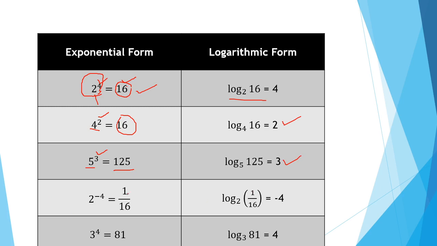Logarithm of 1 by 16 to the base 2 gives minus 4. And here also, logarithm of 81 to base 3 gives 4. See once again these two examples, these two logarithms. Logarithm of 16, logarithm of 16. I am reading the same.